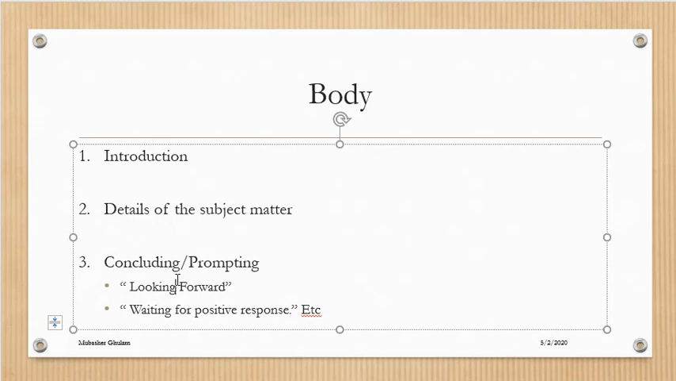you may conclude. You should conclude in a courteous way, and you should use please, thank you, and the like. Usually you can use sentences like "looking forward", or "waiting for your positive response", "thank you", or "thanking you in anticipation". So these kinds of sentences may be used in the concluding or prompting paragraph. This is called concluding because it is concluding. And why called prompting? Because it is basically prompting your receiver to give the response quickly. So concluding and prompting paragraph is almost the same.